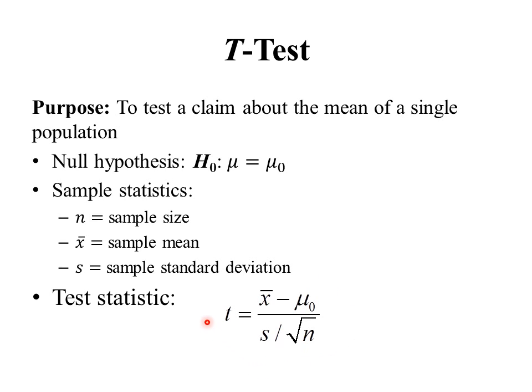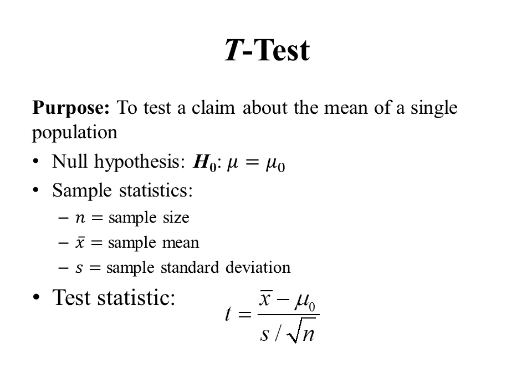Here's the formula for calculating the test statistic. T equals x bar minus mu naught divided by s over the square root of n. Now here in this lesson, we won't talk about where this formula comes from. In the book, we talk a little bit more about the theory behind it, but we'll just look at how we use this.